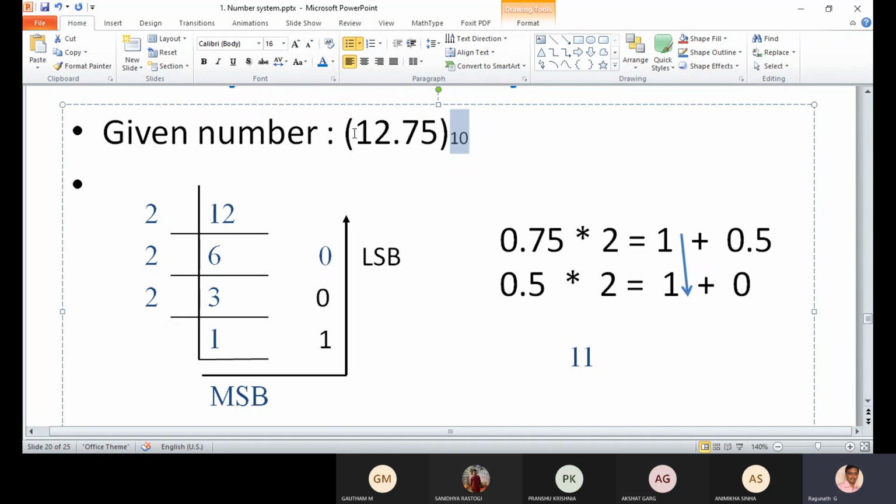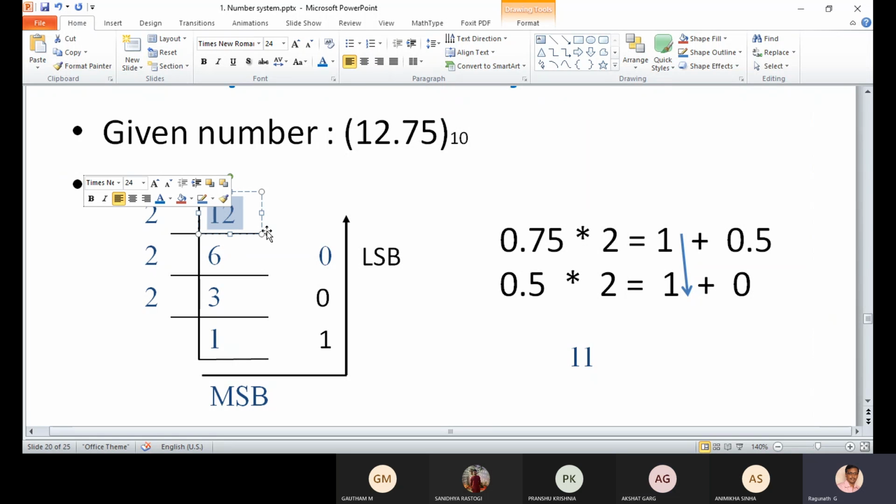So this 12, the whole number, should be divided by the base value of the destination number system till the remainder is lesser than or equal to the base value. Each time you should take only the quotient, and keep the remainder separately. We will take it later on. So first we are taking 12. The whole number given is 12. Now this 12 by 2.